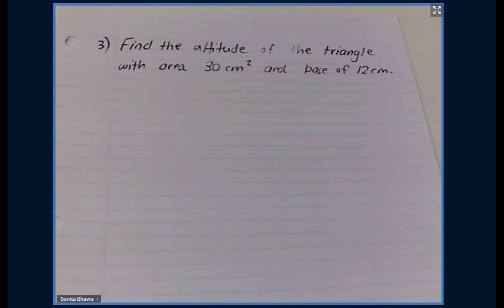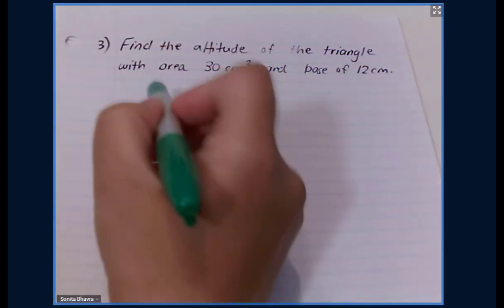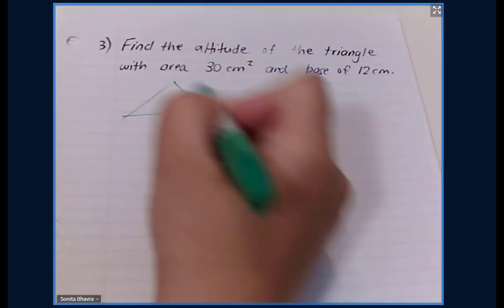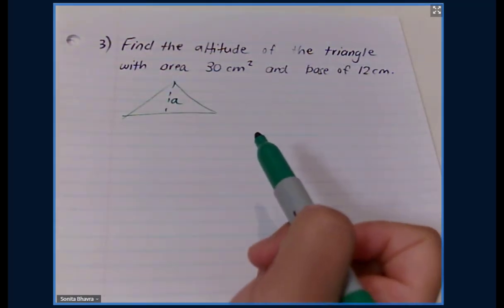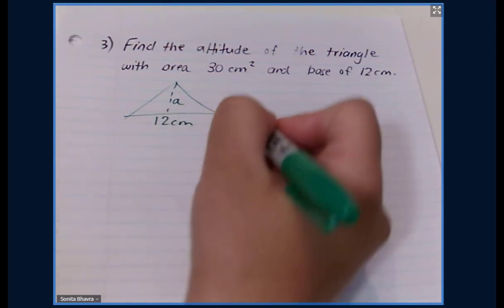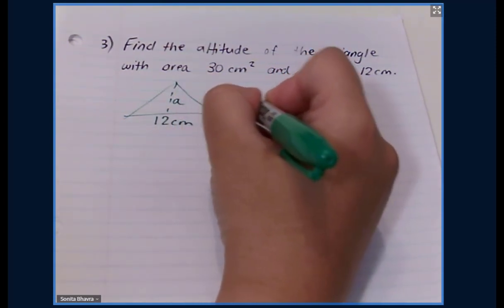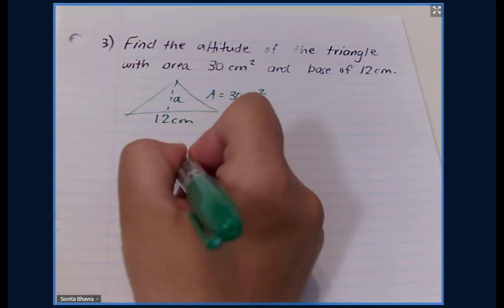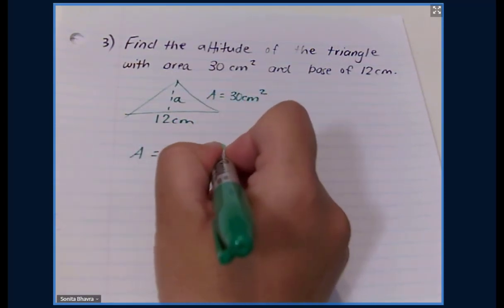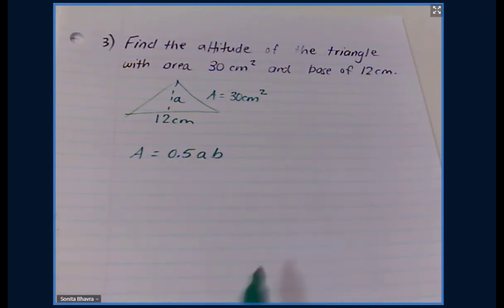All right, so our next example, we're looking at a triangle. We need to find the altitude of the triangle with an area of 30 centimeters squared and the base of 12 centimeters. All right, so if it was a quick sketch like this, that's our altitude. That's what we're trying to solve. Our base is 12 centimeters and our area is 30 centimeters squared. So our formula for area of a triangle is 0.5AB. A represents altitude, B represents base.